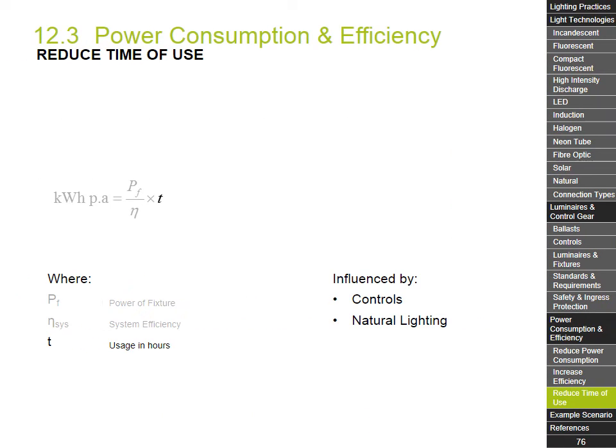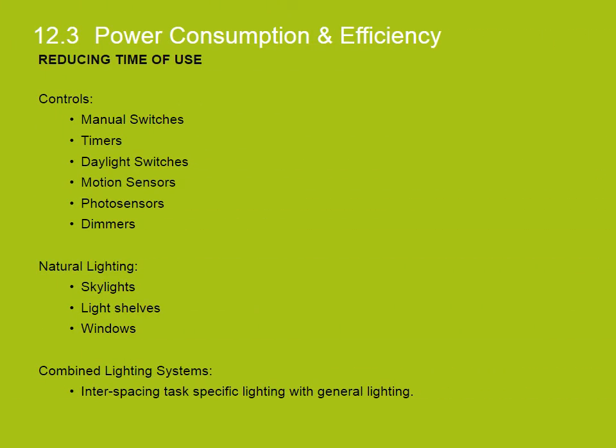In order to reduce the time of use, the customer can manually switch the lights off when not used, or controls can be installed with appropriate motion sensors. Natural lighting combined with daylight sensors can also reduce time of use. The correct installation of manual switches in strategic locations, such as room entries and exits, means that lights are more likely to be switched off when not in use.